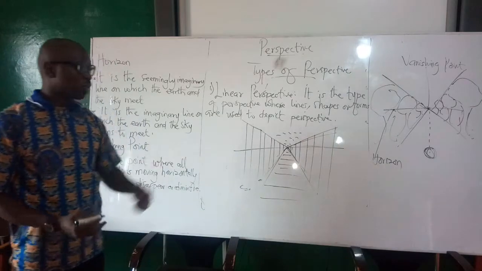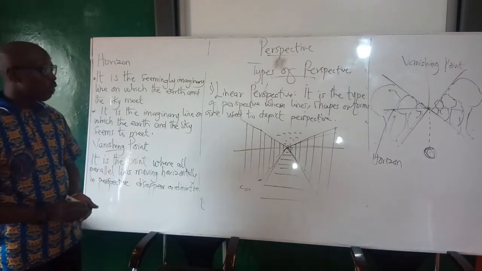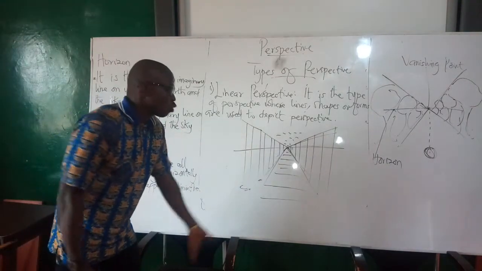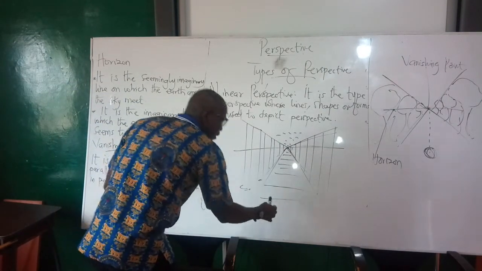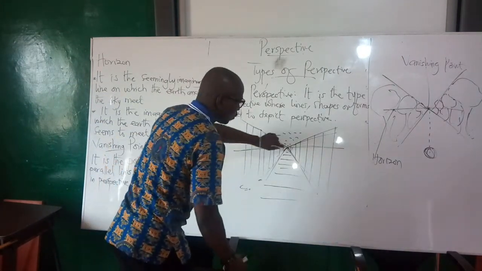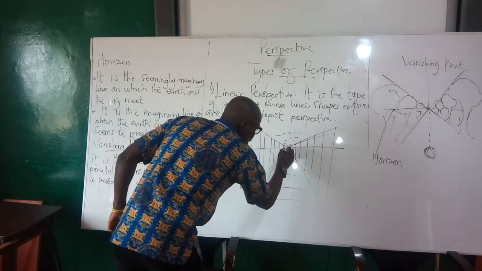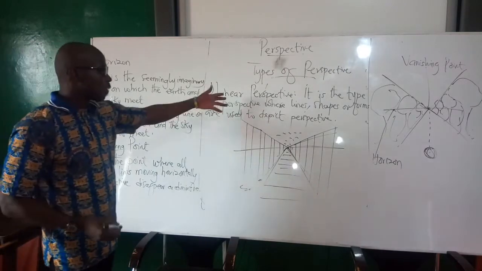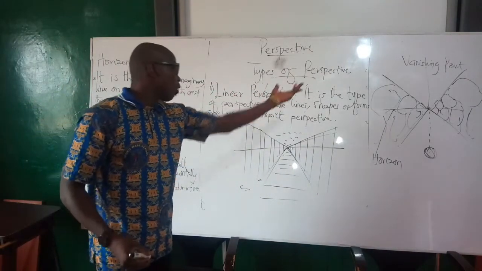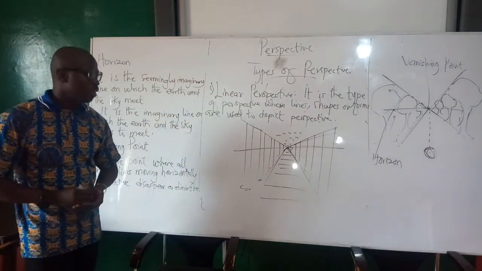Now let's look at what I have here. This is an example of linear perspective. I have used lines to depict the perspective. So as I'm turning here, this side is the same as this. But you see that as it moves away from you, it converges at the vanishing point, which is this. So linear perspective is a type of perspective where lines, shapes, or forms are used to depict perspective.